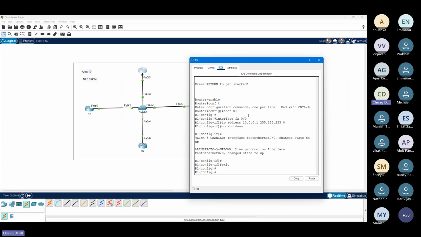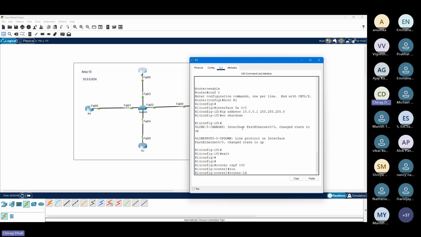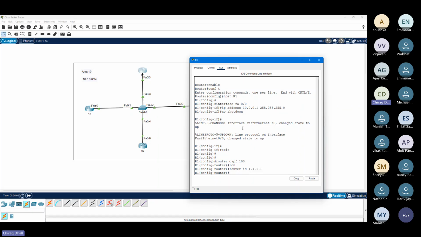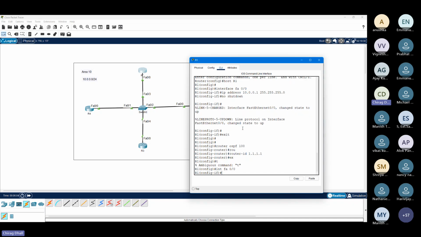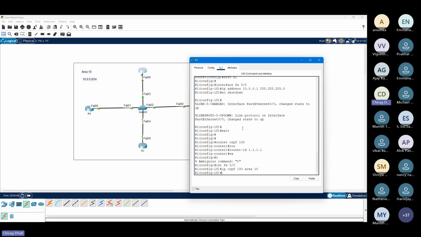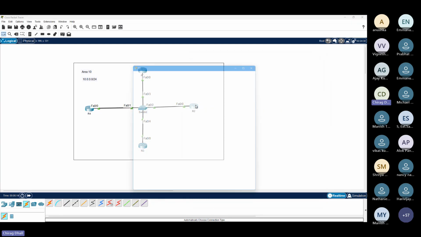I'll go to my router number 1. I will set my router ID manually on this router as 1.1.1.1. Exit. I will go to FA0/0 and I will configure it in OSPF 100 area 10. Exit. Clear, guys? Then I will go to router number 2.